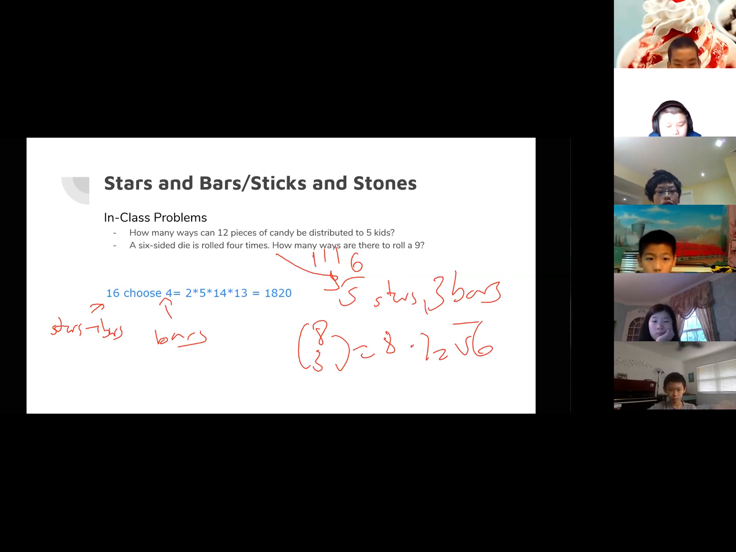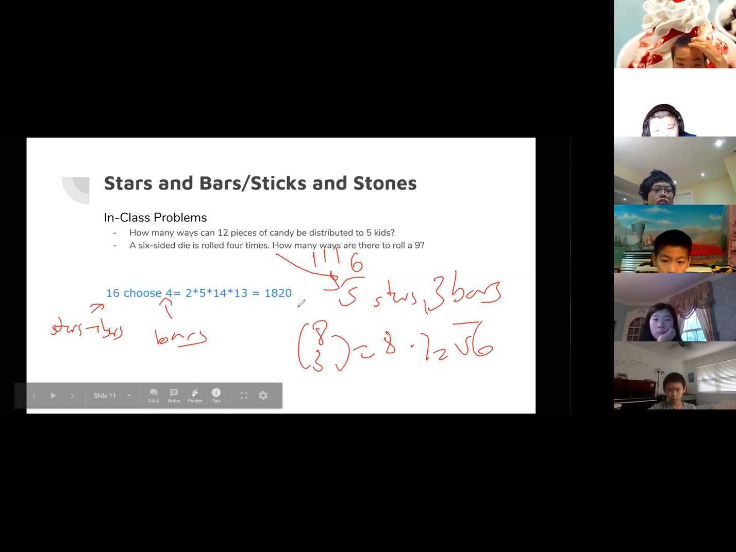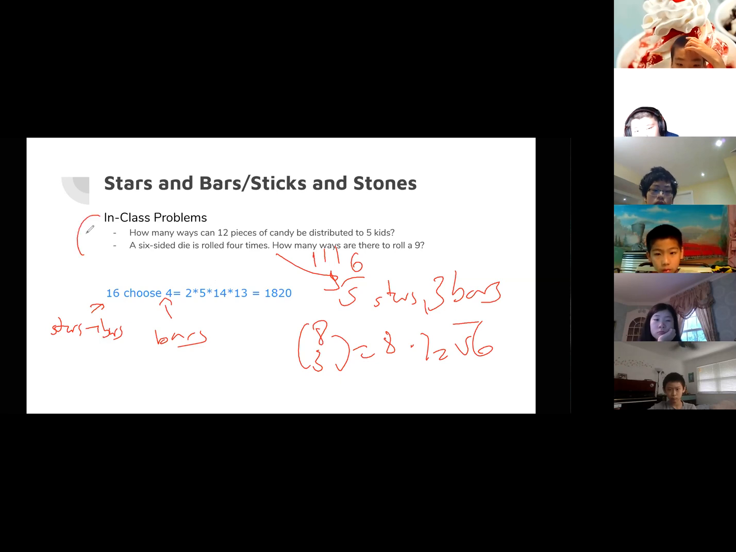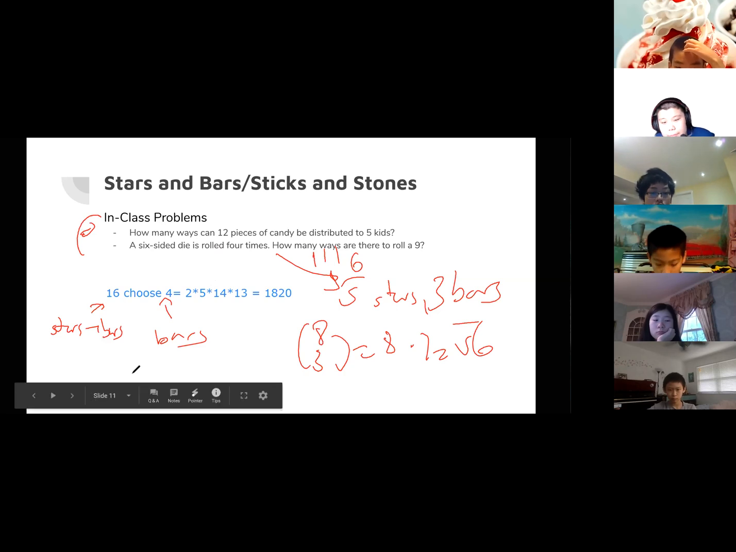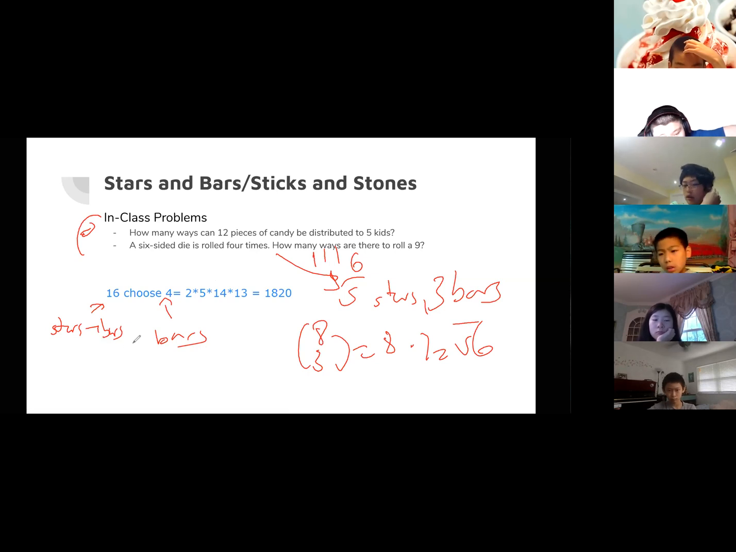So does anyone have any questions about this? I think someone put 12 choose 4 for the first one, I believe. The reason why that doesn't work is that you have to choose the bars and the stars. So it's 16 choose 4. We're choosing 4 bars out of the 16 positions, not 4 bars out of the 12 stars. So does that make sense?